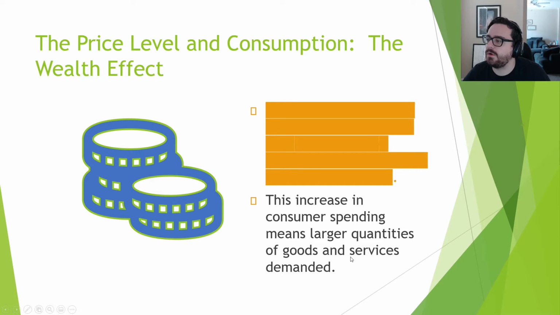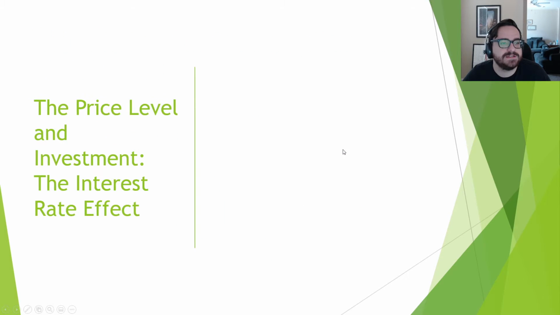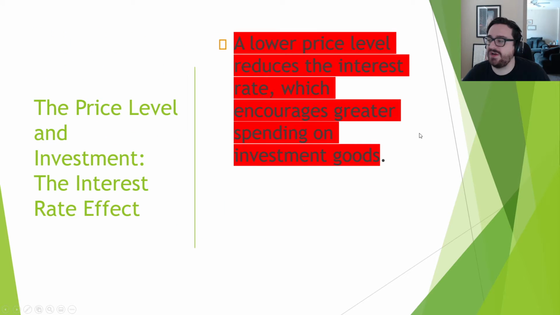So a little bit higher quantity of stuff is getting bought because you feel, and technically are, in the scale of value, wealthier. It's the wealth effect. The interest rate effect. This one's a little more complicated, so we have to explain this a little bit.